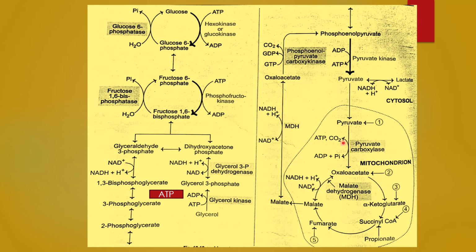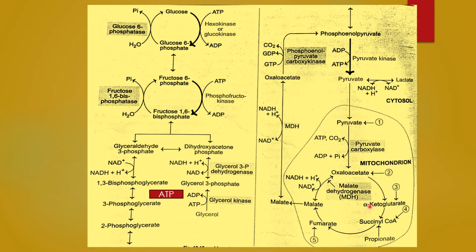It converts into oxaloacetate via the enzyme pyruvate carboxylase, and this is the Krebs cycle. Oxaloacetate is one of the important intermediates of the Krebs cycle, and then it converts via citrate and isocitrate into alpha ketoglutarate, then succinyl coenzyme A, then fumarate, and finally malate. Then malate comes out, because now let's talk about the reversal of glycolysis, that is gluconeogenesis.